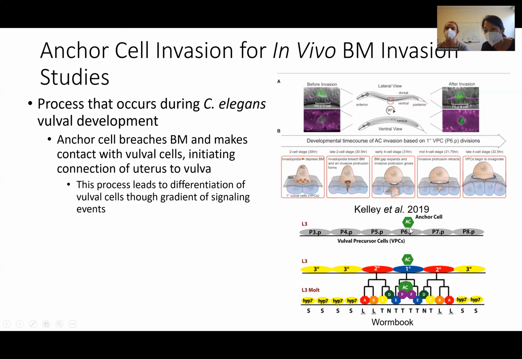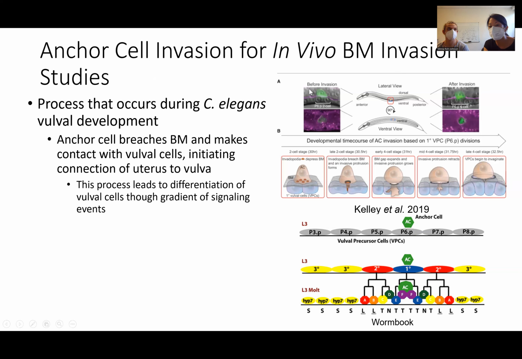So that would be here. Here are the underlying cells underneath the basement membrane. So those would be these light blue cells. And you can see that once the anchor cell makes contact with those underlying cells, it sets off a signaling cascade, which is a gradient that specifies and differentiates those cells such that they form the vulval precursor cells and they go on to make the organ.